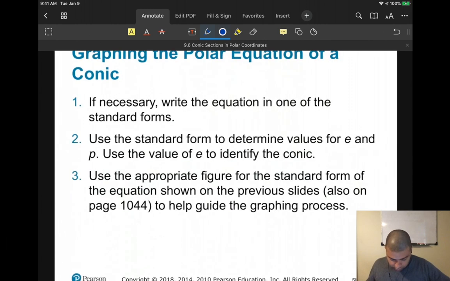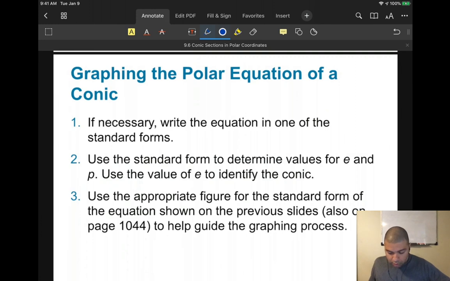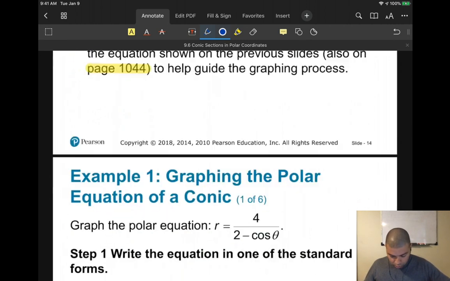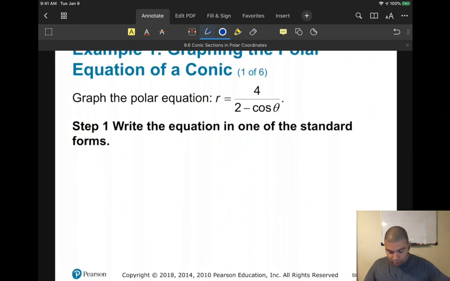It's not that difficult, and these are some instructions on how to graph them. I'll go over the first few steps, and then I'll describe what to do for the third step, and I'm not going to go over it because it's not that difficult. You can also check page 1044 if you want to see some more details on that step. We've done this before, so that third step is not a huge issue. So let's begin by looking at this.